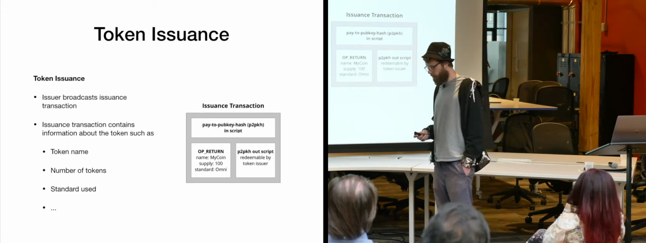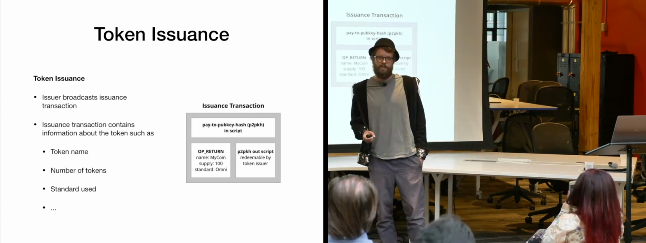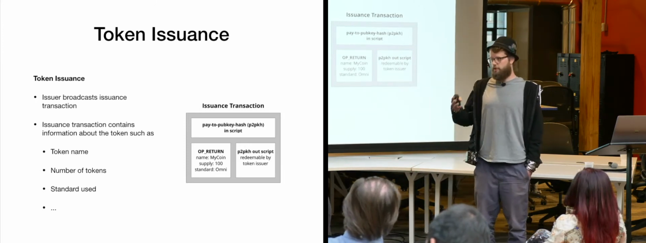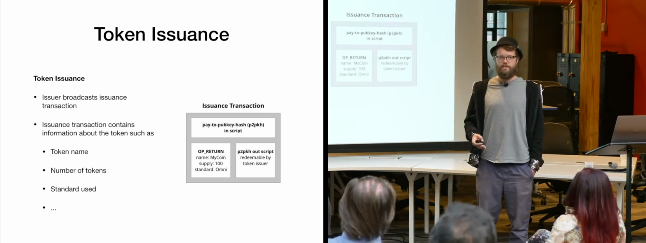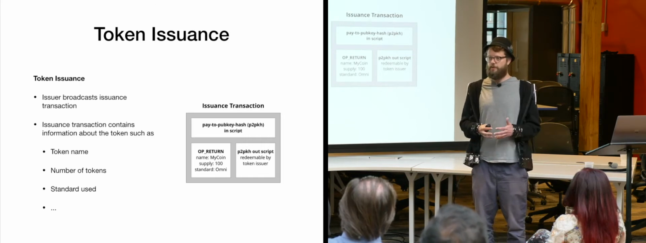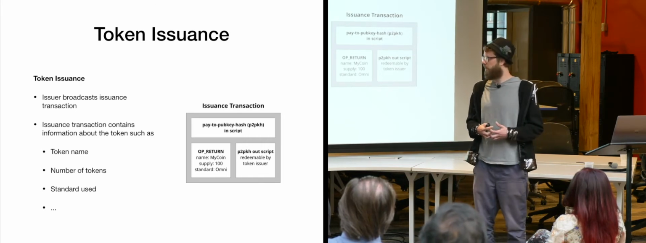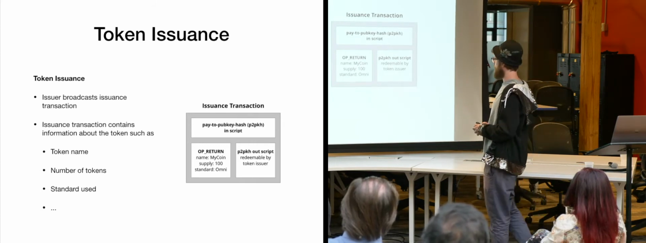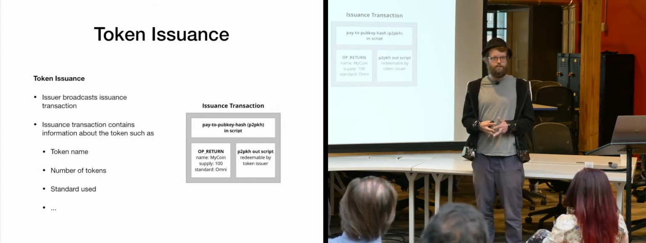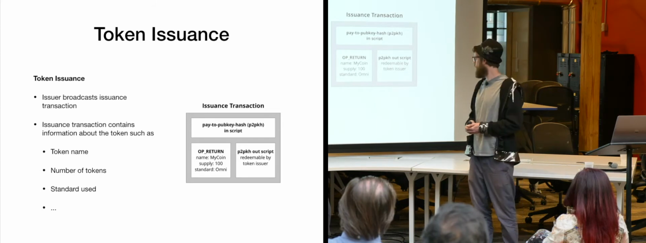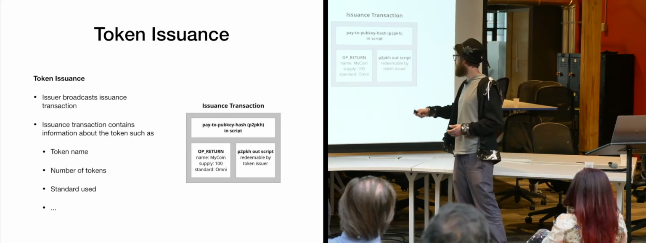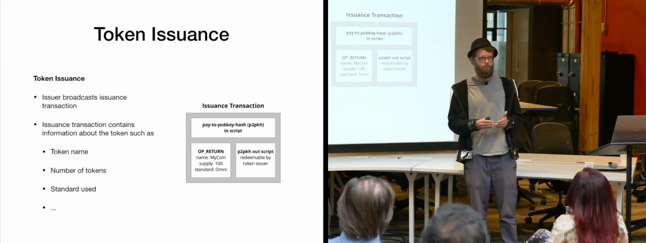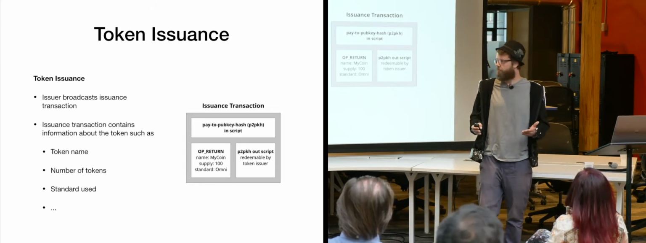To issue a token, what people usually do in Bitcoin is broadcast a transaction called the token issuance transaction, and it must comply with a certain standard. Then they add into this Bitcoin transaction some metadata that contains important information about the coin. In many examples, you specify the name, the supply, and usually you always have to specify which standard you're using, because otherwise nobody knows what's going on.